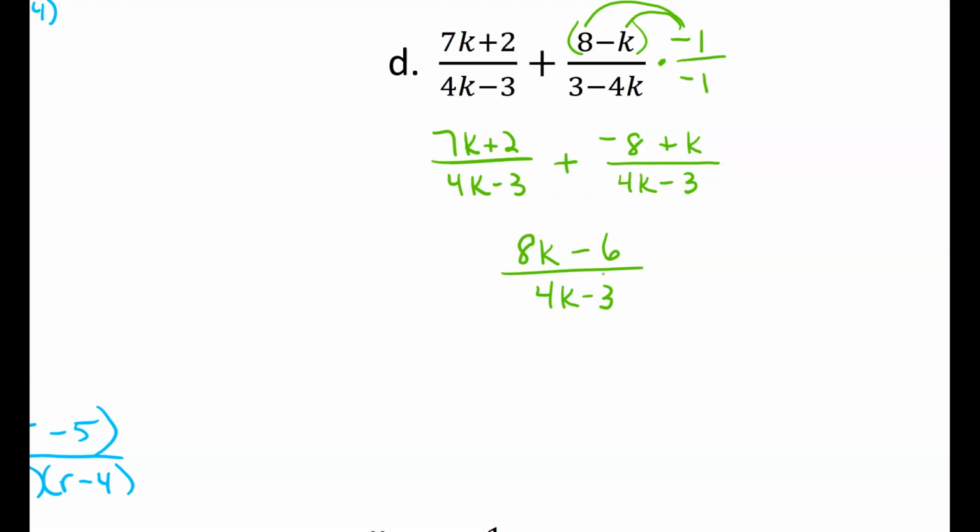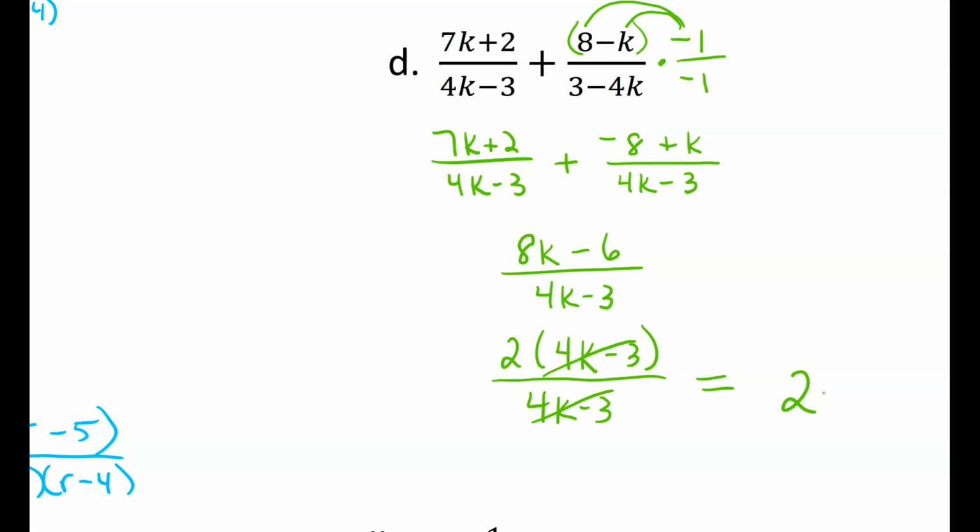And is there anything we can factor out? Yep. We can factor 2 out of the numerator. So factoring 2 out leaves me with 4k minus 3 all over 4k minus 3. And then what happens? Yeah, and what's left over? 2. So, doesn't 2 look a whole lot simpler than what we started with? Yes. Okay.